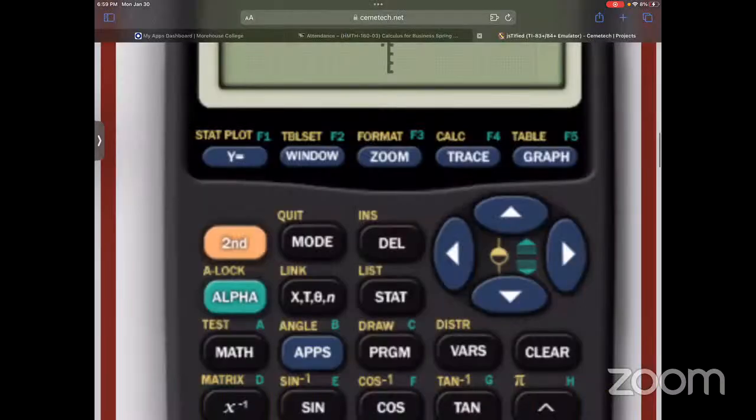Would you mind going to the homework, open up the sections on 1.3, and show the difference quotient examples on there? Yeah, let's take a look at it.